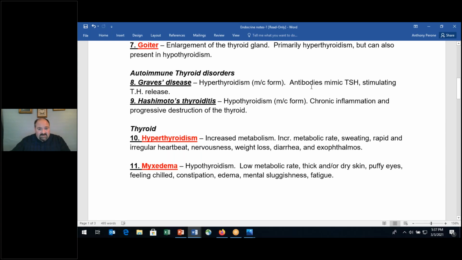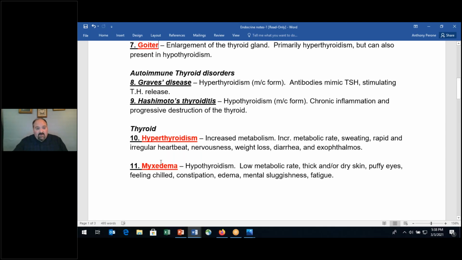But antibodies are not a type of cell that will just kill a foreign cell. That doesn't take place. What these antibodies will do is mimic thyroid stimulating hormone and in turn stimulate thyroid hormone release, hence leading to hyperthyroidism. In the case of hypothyroidism, Hashimoto's thyroiditis, or just known as Hashimoto's, this can lead to chronic inflammation, which is the body's natural immune response, and progressive destruction of the thyroid gland, okay, leading to less thyroid hormone being produced, hence hypothyroidism.